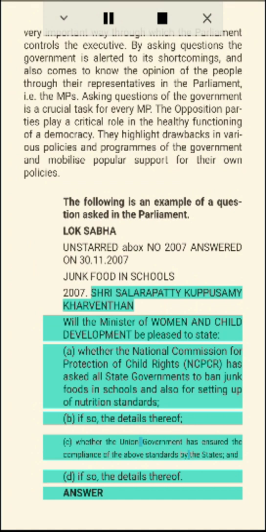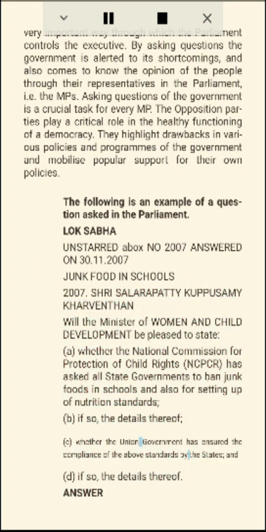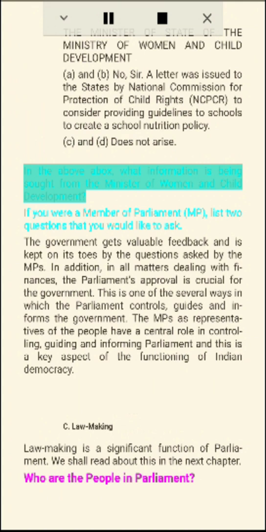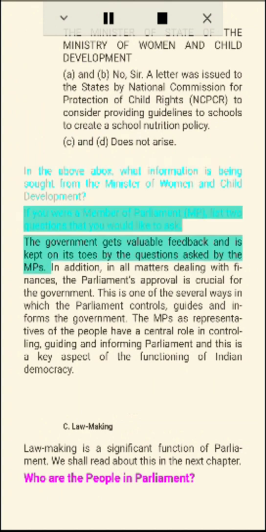Answer: The Minister of State of the Ministry of Women and Child Development. (a) and (b): No, sir. A letter was issued to the states by the National Commission for Protection of Child Rights (NCPCR) to consider providing guidelines to schools to create a school nutrition policy. (c) and (d) do not arise. In the above question, what information is being sought from the Minister of Women and Child Development? If you were a Member of Parliament, MP, list 2 questions that you would like to ask.